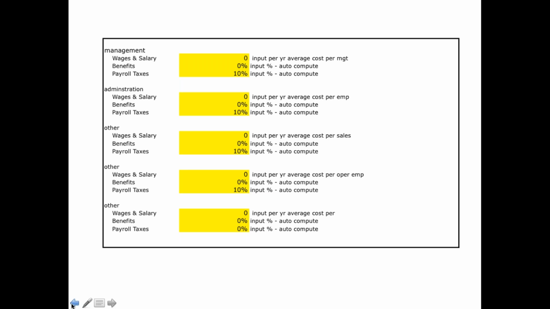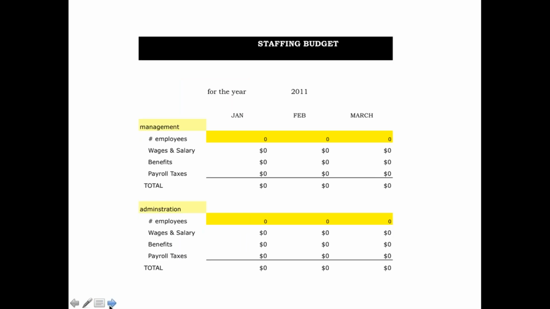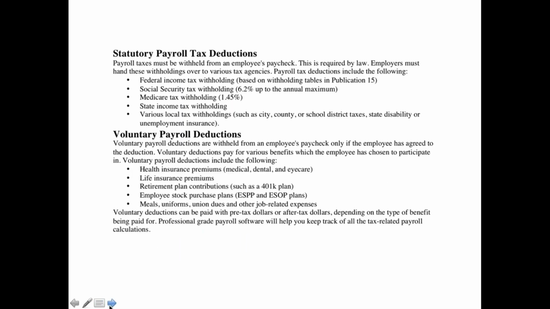But the benefits are things that you provide that are enticements. Payroll taxes, those are what we call statutory. In other words, they're required by law. And when we go through these, you'll see that the government loves to make you, as the employer, collect money for them. And so we'll look at what each of those are. Now, the benefits, those are the voluntary payroll deductions.